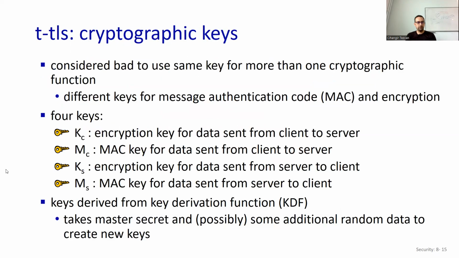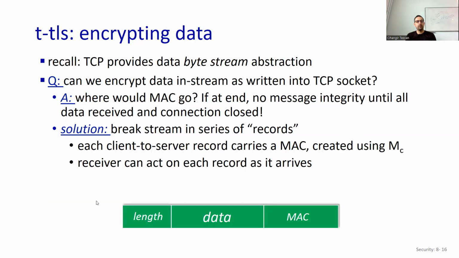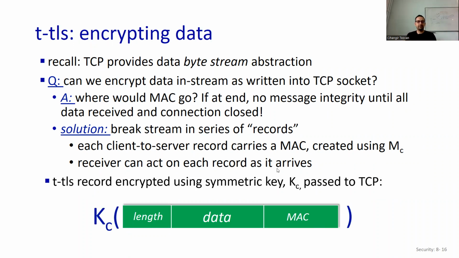Okay, so let me go back. MC was the MAC key for data sent from client to server. Here you put the length of the data, then the MAC. So the book goes this way, then it will show you this idea is not okay and will add something more. So the t-tls record is encrypted using the symmetric key KC and passed to TCP. Instead of sending your payload as plain text, now we have the encrypted version of it. Okay.